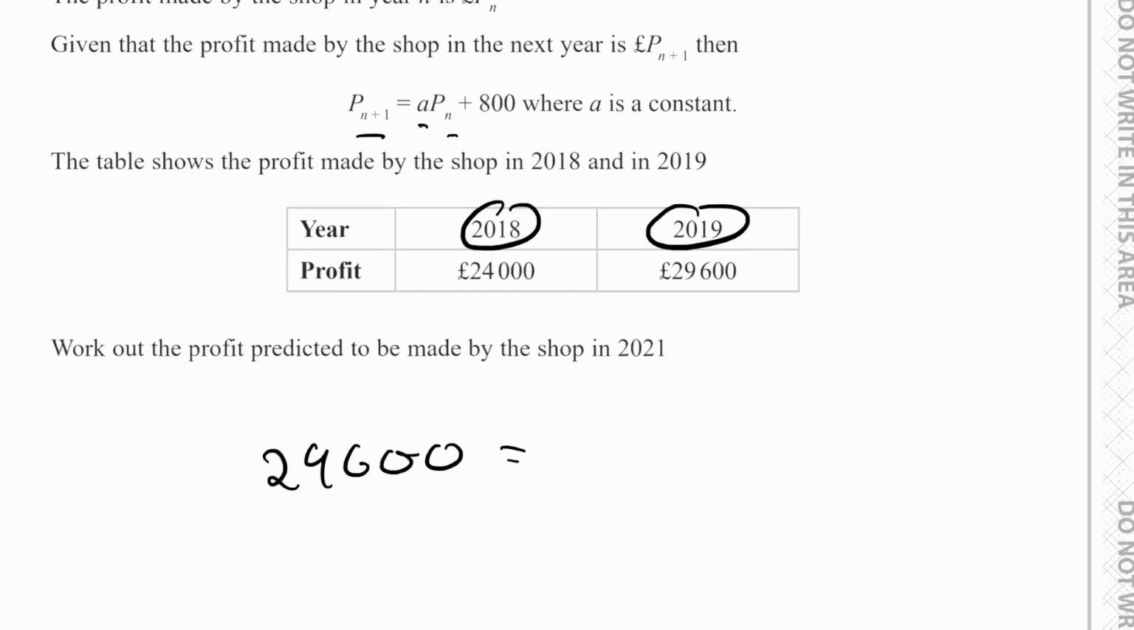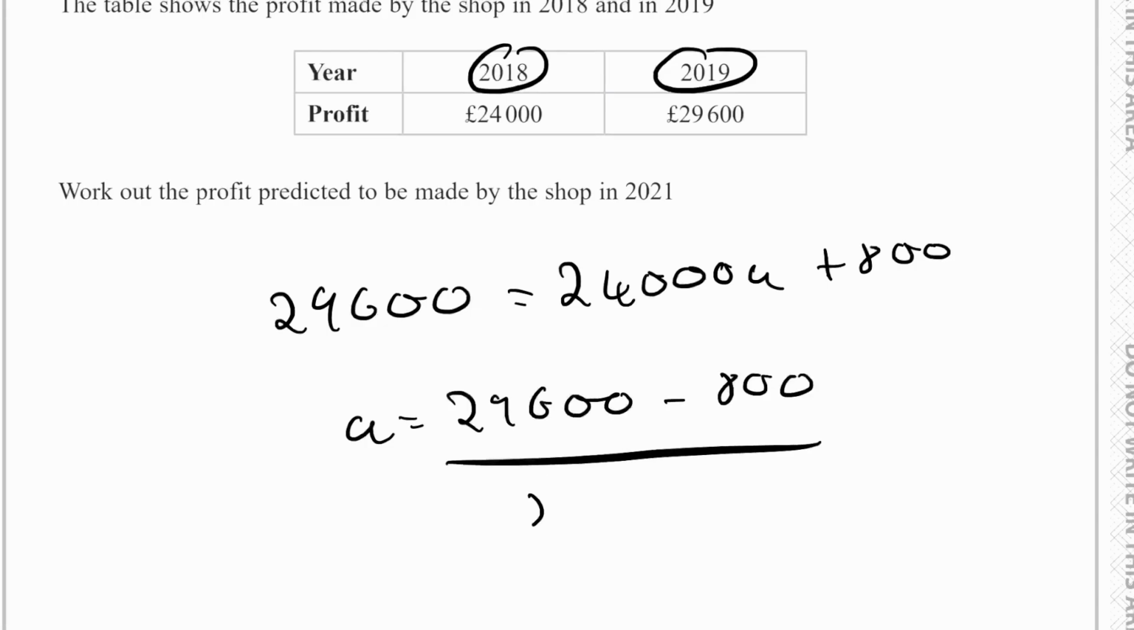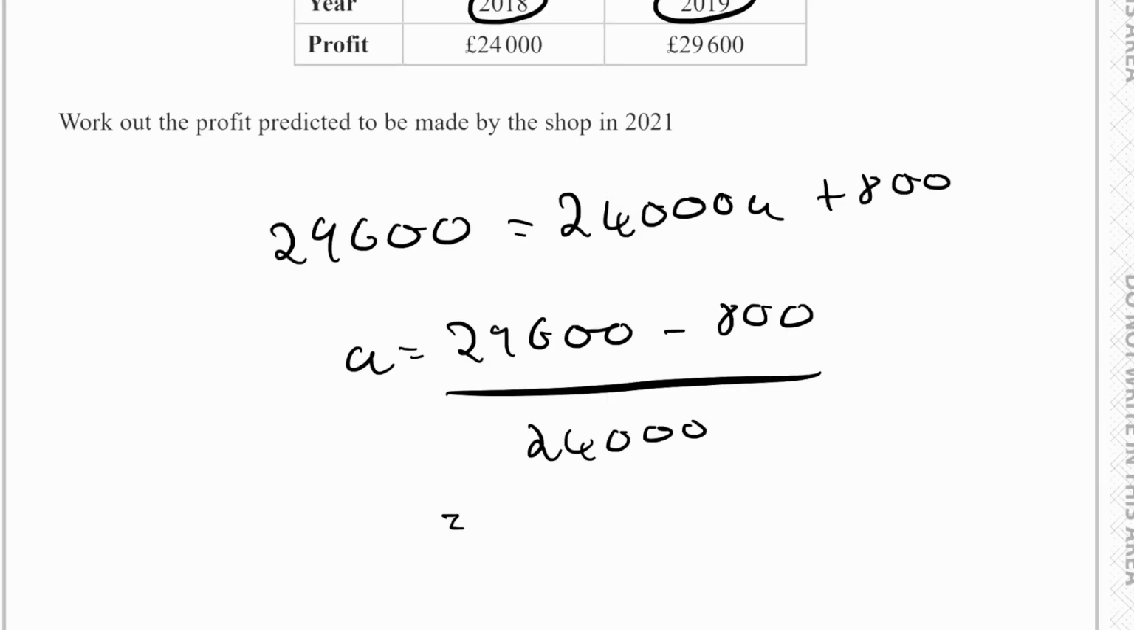29,600 is equal to a multiplied by 24,000, or we can just write this as 24,000a, plus 800. So if you rearrange for a, you should get 29,600 minus the 800, divided through by 24,000. And if you work that out, you should get that a is equal to 1.2.